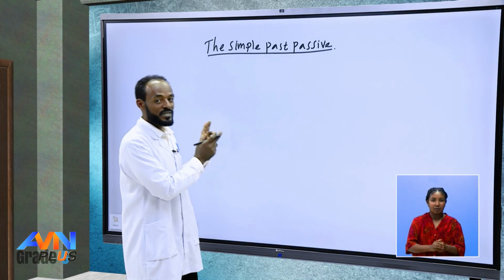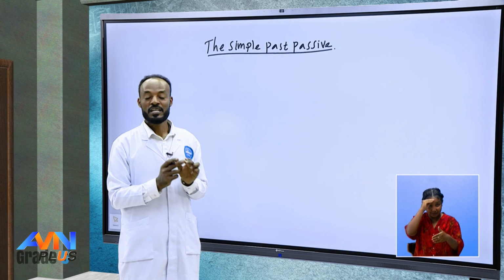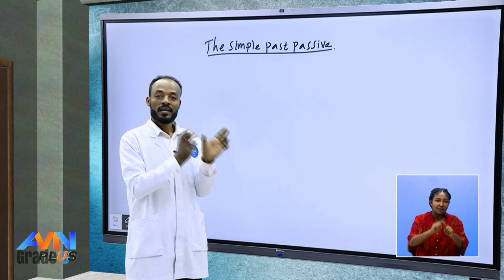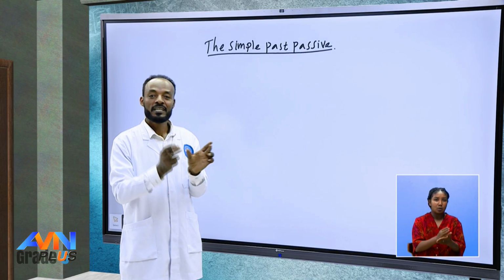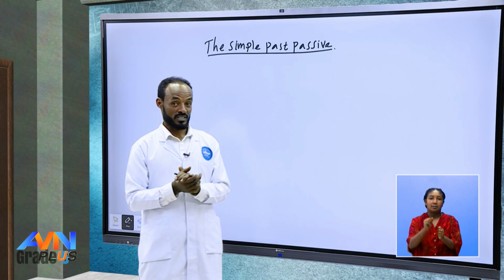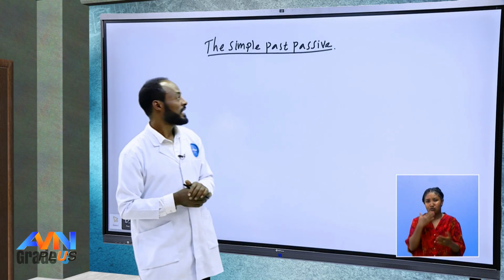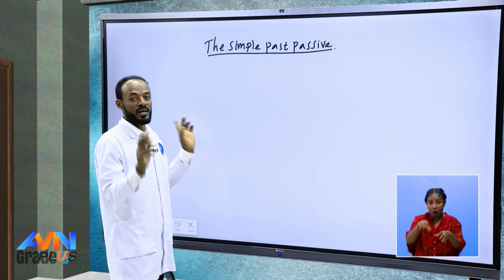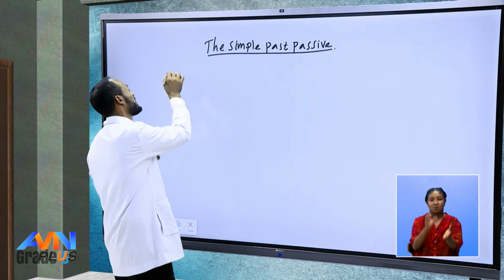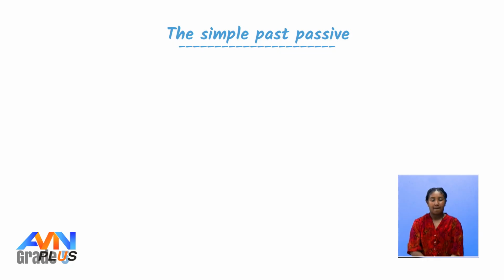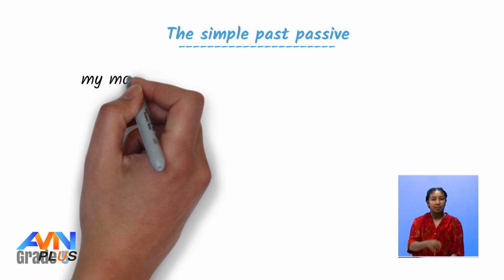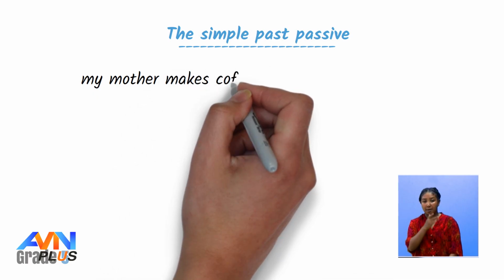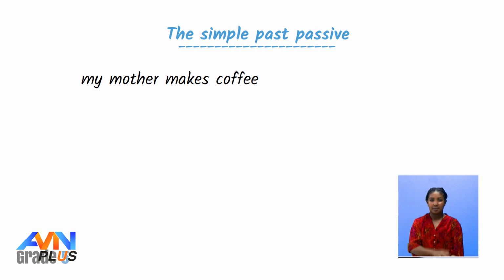Then you are going to change active voice into passive voice in simple past. And the third objective of our today's lesson is that you will discuss the difference between with and by in the passive voice. Good students. Come on. Before we start the lesson, I want to give you something. For example, here: My mother makes coffee.